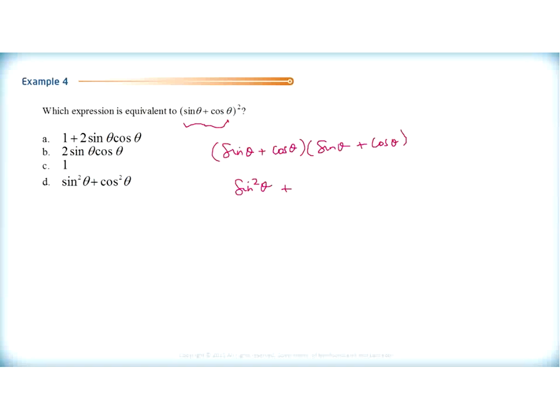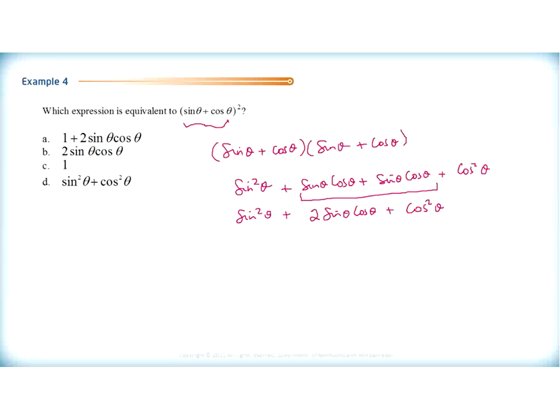I've got sine times cosine. Well, I write that as sine theta cosine theta. I got cosine times sine, which again is sine theta cosine theta. And I got cosine times cosine, which is cosine squared theta. Simplifying this, I get sine squared theta plus, you should recognize this now as the same terms. I can add like terms. I will get two of these. Sine theta cosine theta plus sine theta cosine theta is 2 sine theta cosine theta plus cosine squared theta.